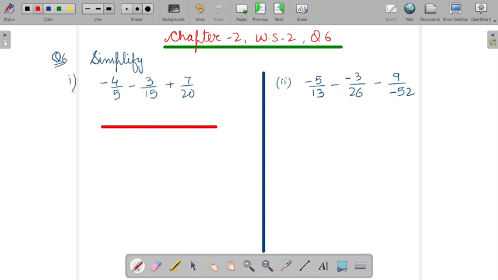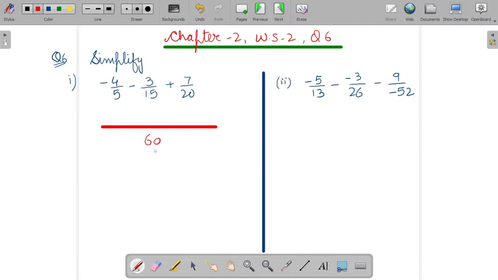Hello everyone. Now in question 6 you have to simplify. So first part, in this part you have to take the LCM. So the LCM of 5, 15 and 20 would be 60. So what should be next step? Divide and then multiply.